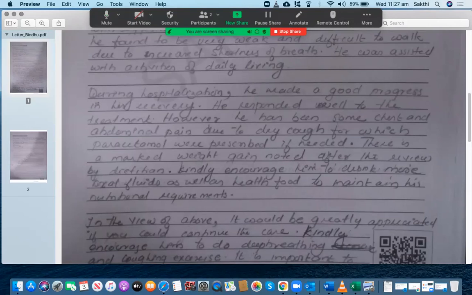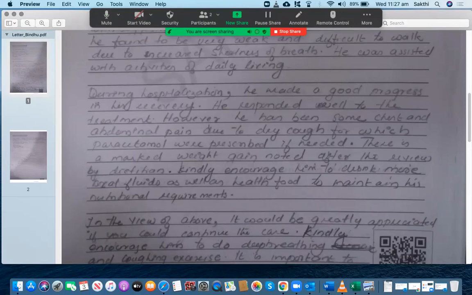"He made a good progress in his recovery." I mean, he made good progress. That's okay. You don't need to mention in his recovery. I think it doesn't add any value.